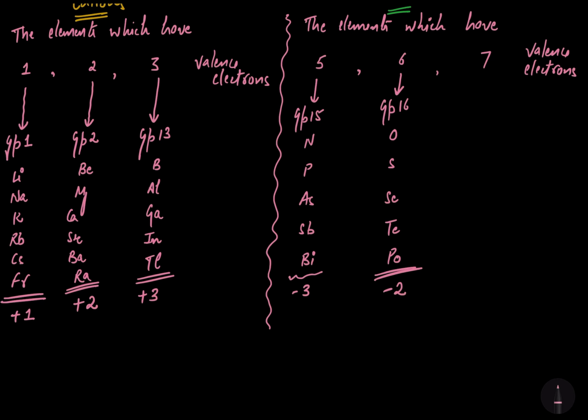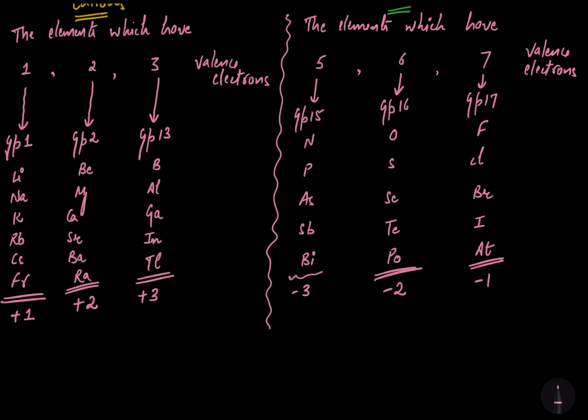And on the other hand, let's talk about the elements having 7 valence electrons. They belong to group number 17, that's the halogens: fluorine, chlorine, bromine, iodine, and astatine. Now these elements are short of only 1 electron to have 8 electrons in their outermost shell, that is, to have octet. As they have 7 electrons in their valence shell, they will acquire 1 electron and will have an oxidation state of only minus 1.